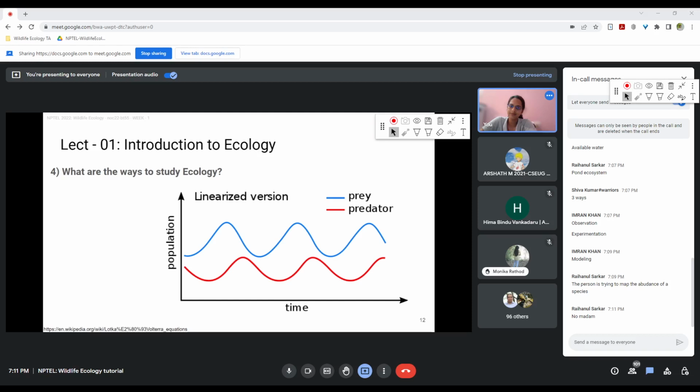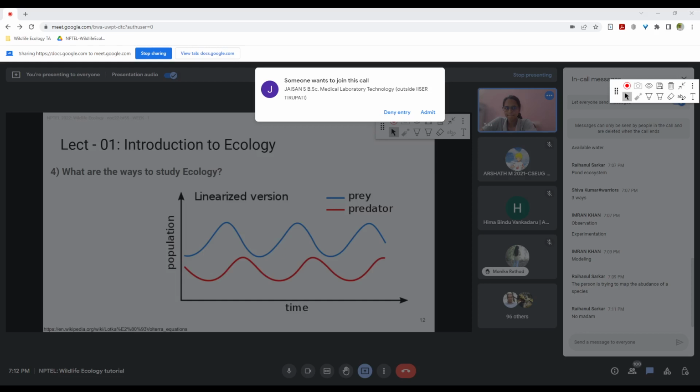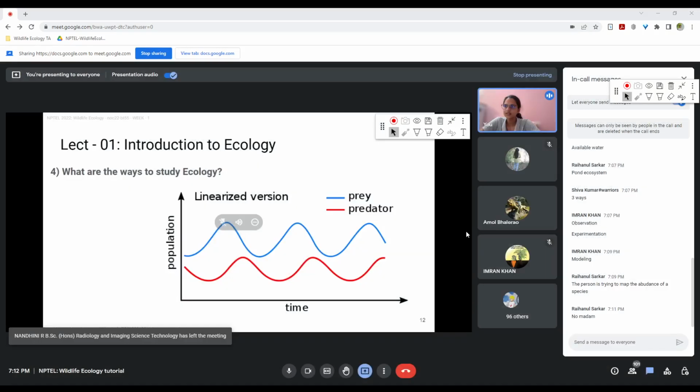So you have time on the x-axis. Predator-prey relationship. Yes, relationship. Correct. Could you tell me a little bit more in detail as to what is happening? Would you like to explain the graph?